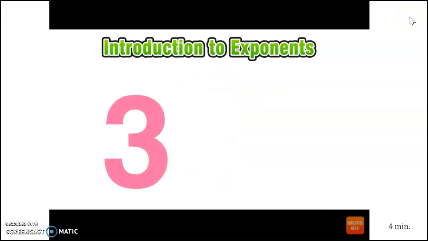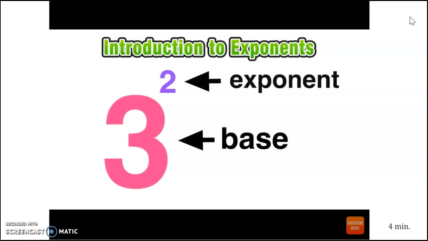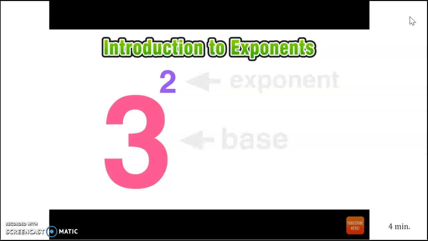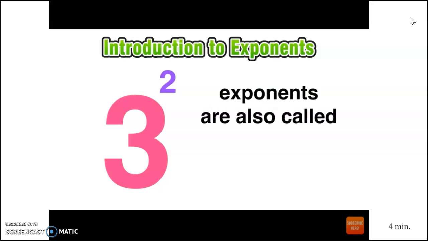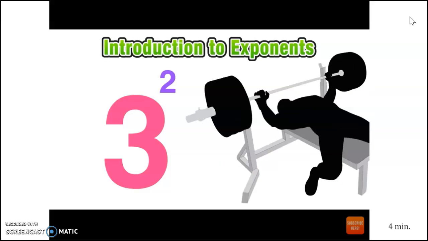So now we can extend our thinking to looking at some numbers. Imagine if we had 3 with a little 2 up the top right-hand corner. This notation says that 3 is the base value and 2 is the exponent. We should also note that exponents are also called powers. So for this example, we could say 3 to the power of 2 or 3 raised to the power of 2.